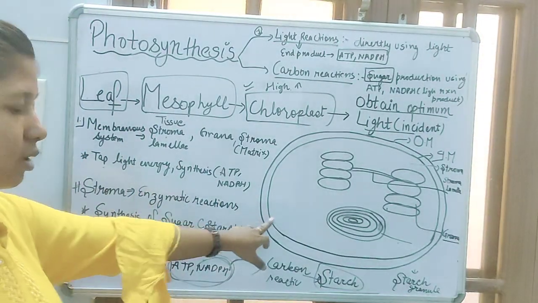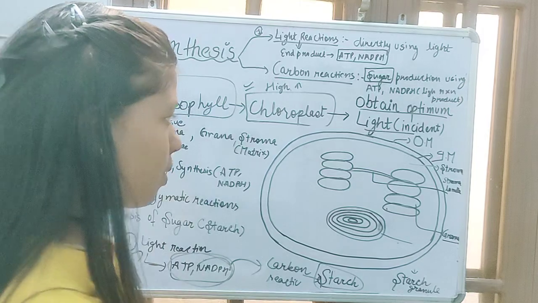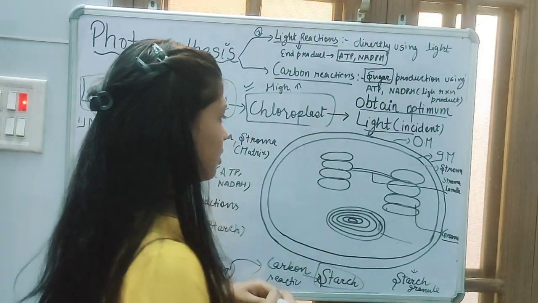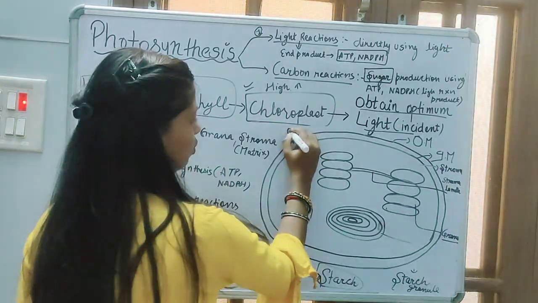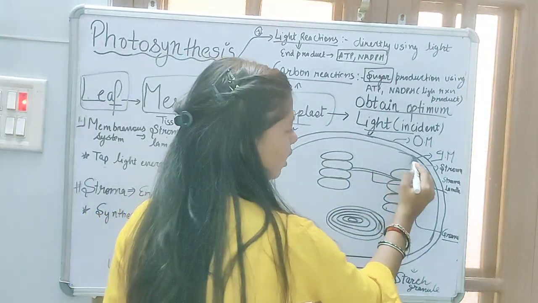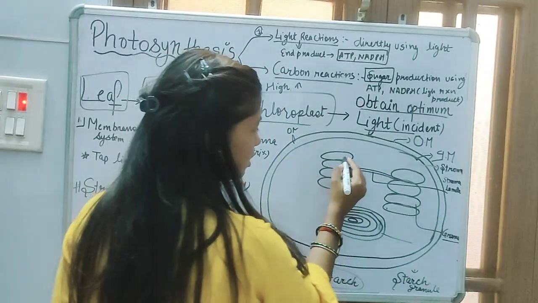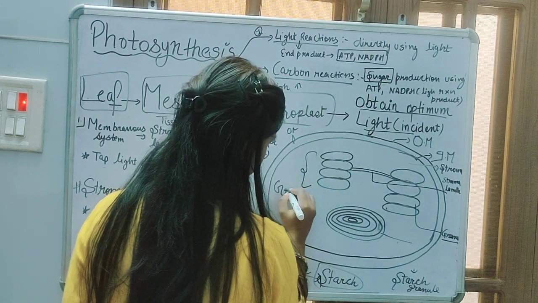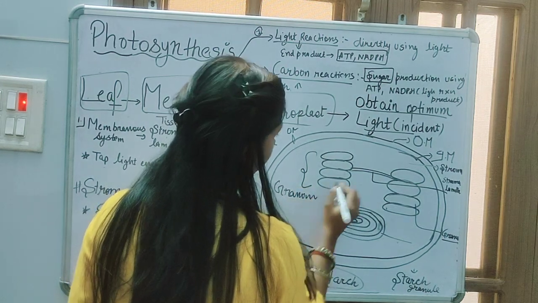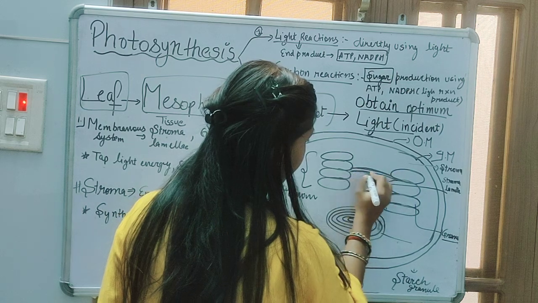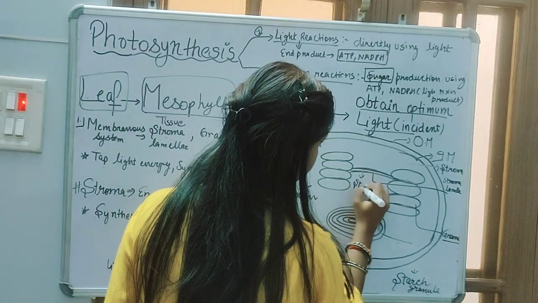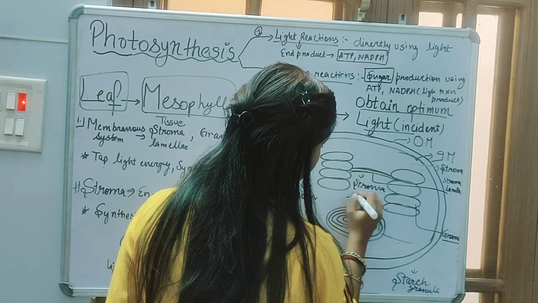So this is the diagram of chloroplast. It is a double membrane structure. This is an outer membrane, this is an inner membrane, right? And this part is called granum, right? And they are attached by a membrane structure called stroma lamellae. This part is stroma lamellae.